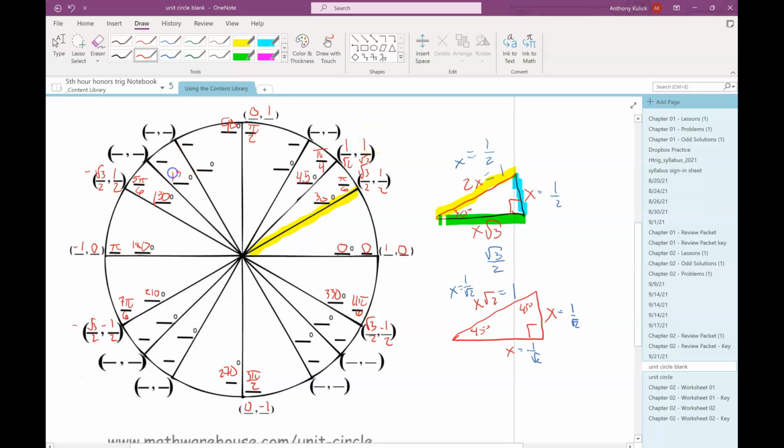So also over here at 135 degrees, or 3 pi over 4, will also be 1 over root 2, but the x-coordinate needs to be negative, and the y-coordinate positive because we're in the second quadrant. Here at 225, or 5 pi over 4, we're in the third quadrant, so both the x and the y-coordinate should be negative. And then here at 315, or 7 pi over 4, we're in the fourth quadrant, so the x is positive, but the y is negative.